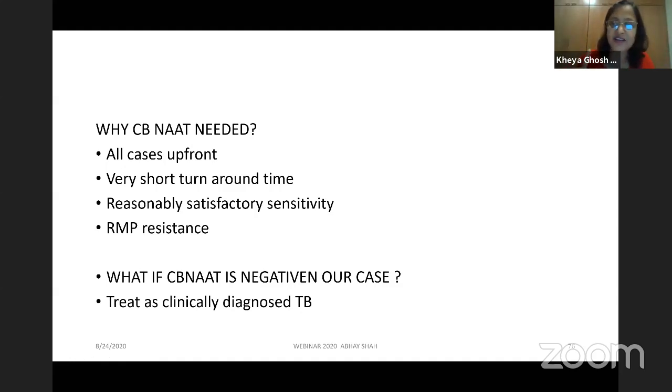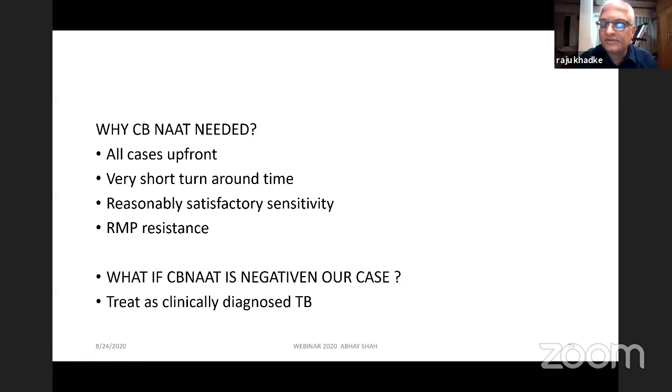Sir, if you get a rifampicin resistance case in CBNAAT, then you should use another method to prove whether it is a multi-drug resistant tuberculosis. I'm coming to that. Dr. Rajendra Pai, how will you proceed once the CBNAAT report is there? I'm coming to that only.